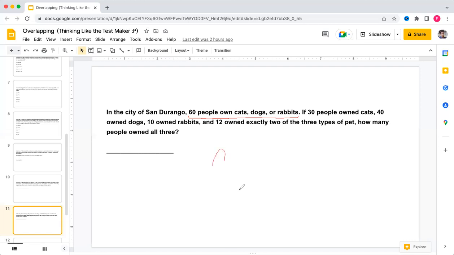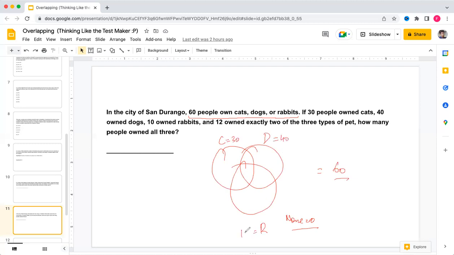So first of all, try to solve this using the Venn diagram. Let's call this one cat, this one dog, and this one rabbit. And this whole sum is equal to 60 because none is equal to 0. If I call this A, this B, and this C, then A plus B plus C is equal to how much? 12. To solve this, let's call the exactly 3 as X, right?